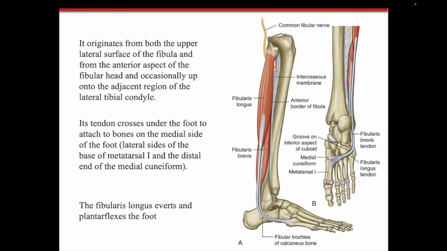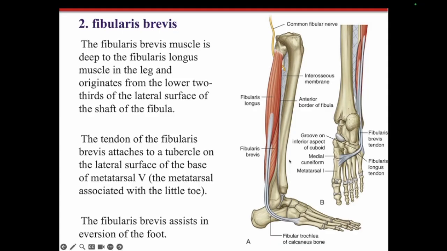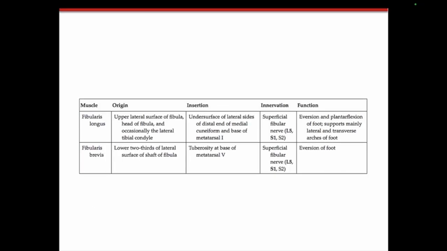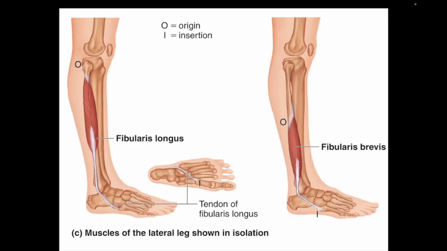The longus crosses under the foot to attach to bones on the medial side of the foot, and therefore it also contributes to plantar flexion. You see that it goes to the medial side this way. So these are fibularis: lateral, goes to medial. Don't forget, fibula is lateral. So they are primarily everters, but don't forget the longus is also a plantar flexor. Again, localize where you are using the lateral side, so fibula is lateral.